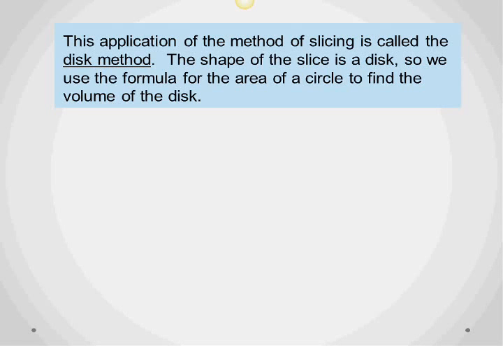This application of the method of slicing is called the disk method, obviously because you're forming multiple disks. The shape of the slice is a disk or a circle, so we use the formula for the area of a circle to find the volume of the disk.